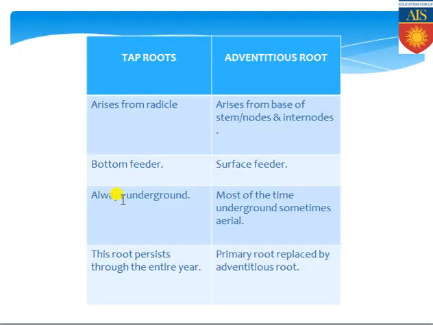Taproots are always bottom feeders because they penetrate the soil to a great depth and absorb minerals, water, everything. Adventitious roots are surface feeders because these roots erupt from the surface of the stem and remain distributed on the surface of the ground, so they collect all of their nutrients and water from the surface.